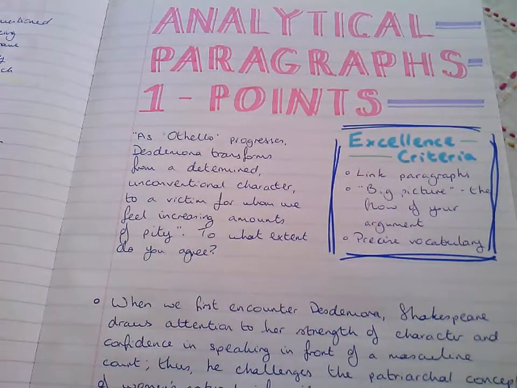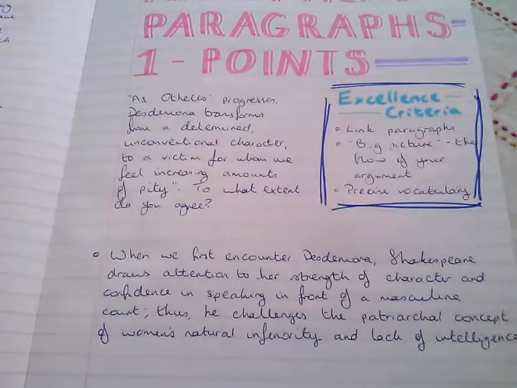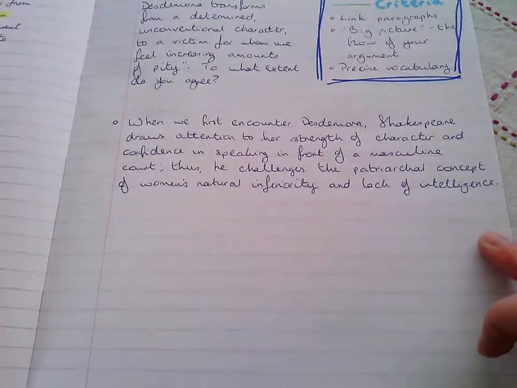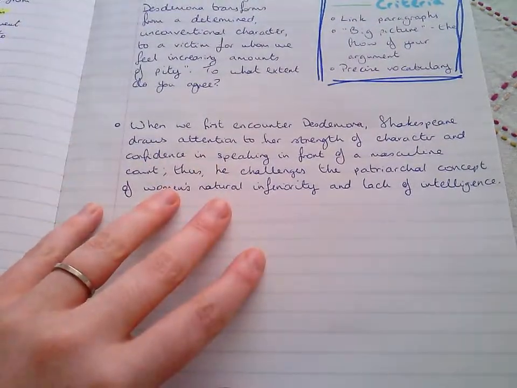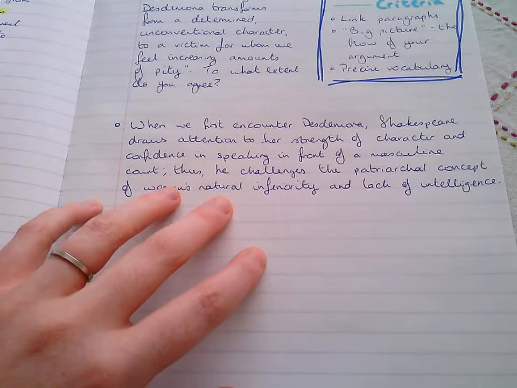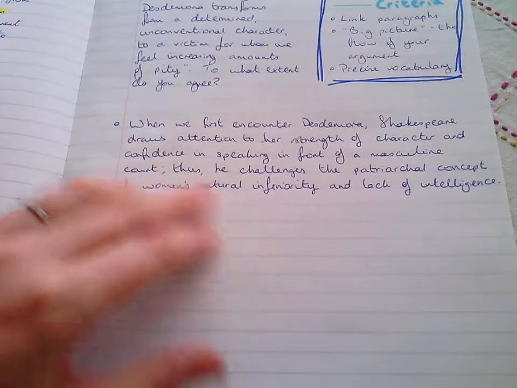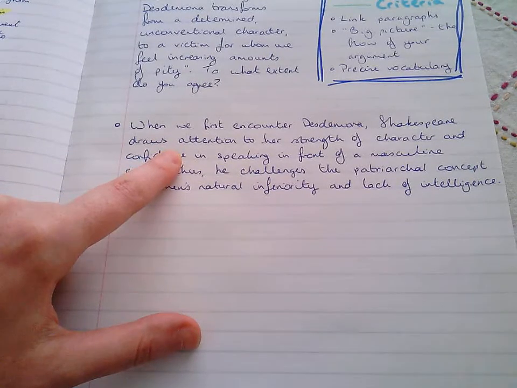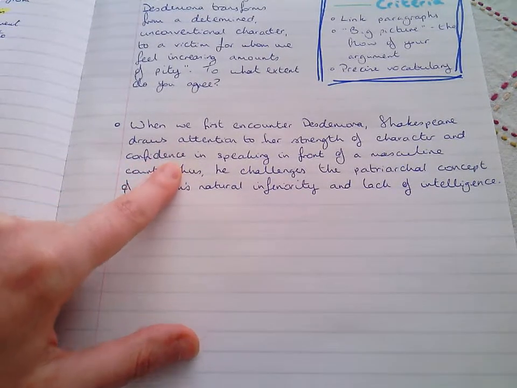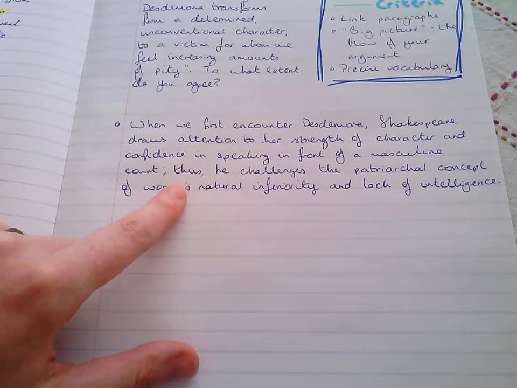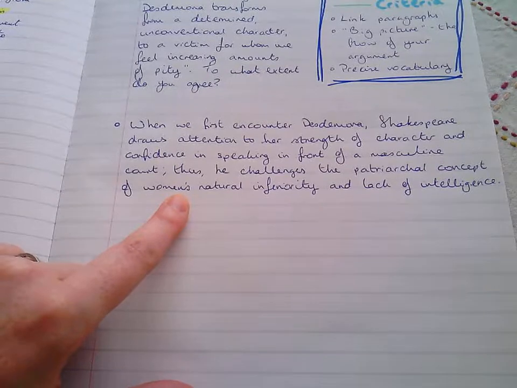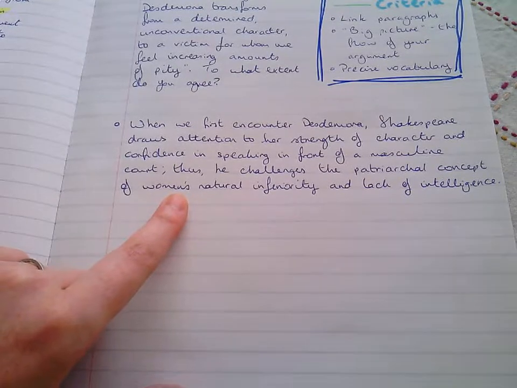Okay, if you have read Othello, you'll know that this is a pretty straightforward question to answer. But don't let that make you think that you don't need to concentrate when you're writing. So here's an example of a point sentence that you might have written as your first paragraph for this answer. So when we first encounter Desdemona, Shakespeare draws attention to her strength of character and confidence in speaking in front of a masculine court. Thus, he challenges the patriarchal concept of women's natural inferiority and lack of intelligence.